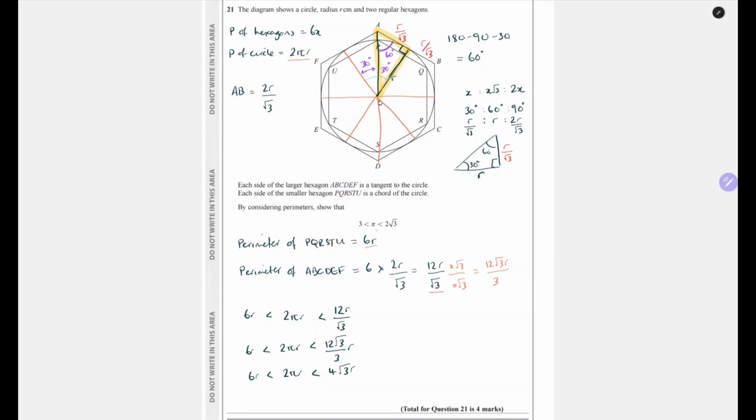Now we need to show that 3 is less than pi, which is less than 2 root 3. And so we're going to divide the entire inequality by 2r. And so we are left with 3 is less than pi, which is less than 2 root 3. And that's our answer.